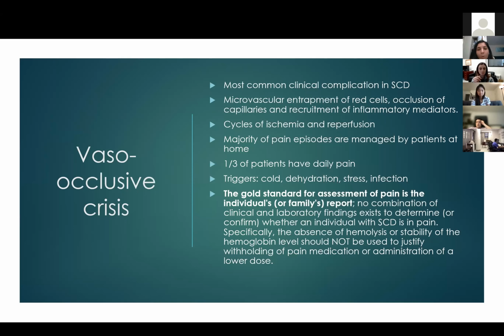Triggers include cold, dehydration, any sort of stress, infection. So you should, in your review of systems, ask for these triggers and specifically try to look for a source of infection. And what makes it really challenging is that there is really no clinical or laboratory finding that exists to diagnose this. And the absence of hemolysis or their hemoglobin being stable at their baseline does not mean that they're not having a vasoocclusive crisis. So that's no reason for withholding pain medication.